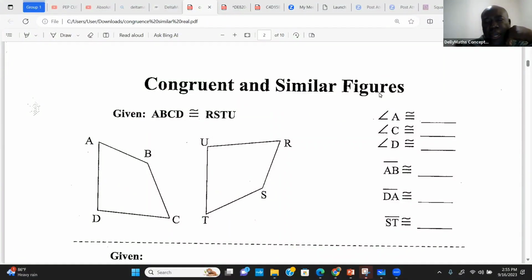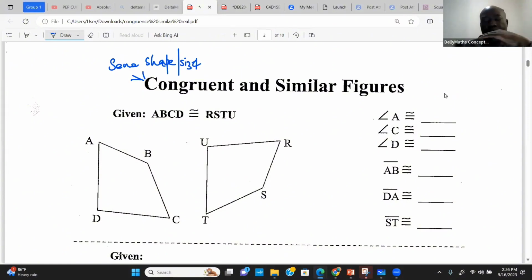In this section, we're looking at geometry, where we're looking at congruent and similar figures. So quickly, here we have the word congruent. Congruent actually refers to the same shape and size. So we're seeing the same shape and the sizes are the same. And the symbol for congruent is actually this.